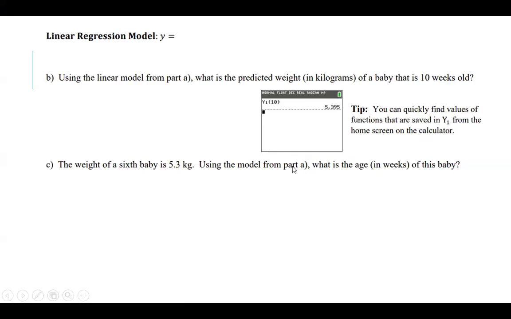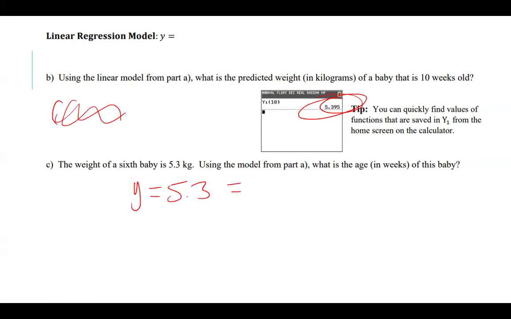All right, next it says the weight of the baby is 5.3 kilograms. Using the model from part A, what is the age in weeks? Okay, so on this part, what it's asking you to do is find your X value, right? So it's giving me my Y. So we have Y equals 5.3. Okay, our equation is what? What's my equation? What equation did we get? What's our equation?